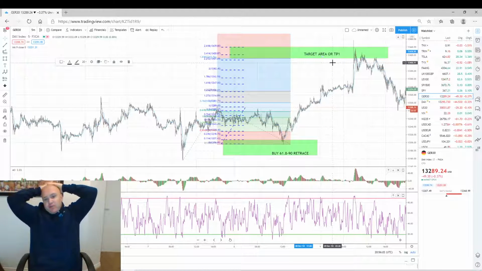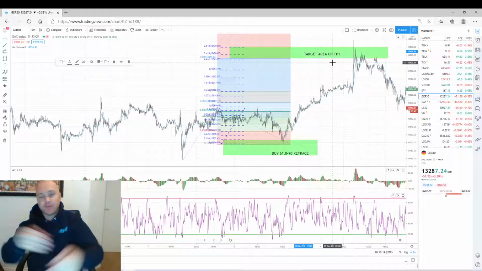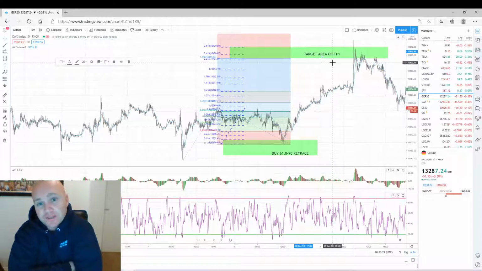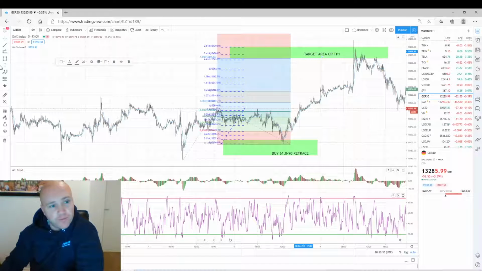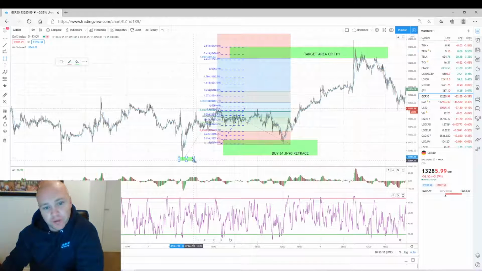You're buying the 61.8 to 90, and then your target, your total profit area, is the combination of Fibonacci expansion and Fibonacci extension. You're looking for the slingshot 261.8, and you're looking for the expansion of 161.8. You just create a box for the probability area to go there, and what that's effectively giving you is your entry area, your total profit area, and your risk management. So your stop loss would be at the low of this point here. It cannot go beyond that point.